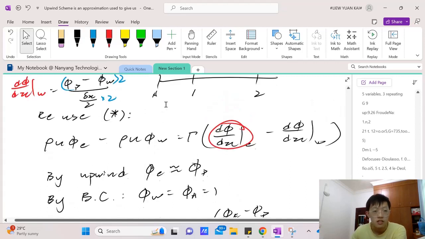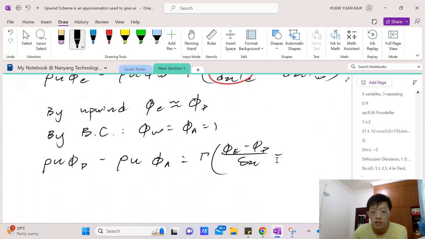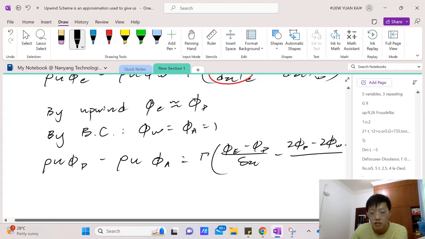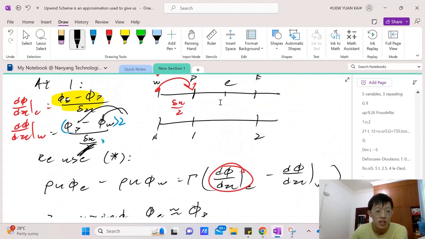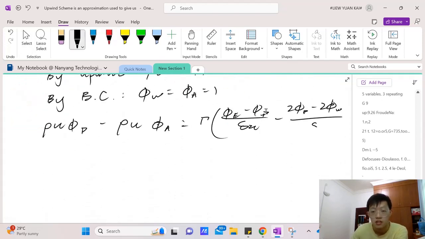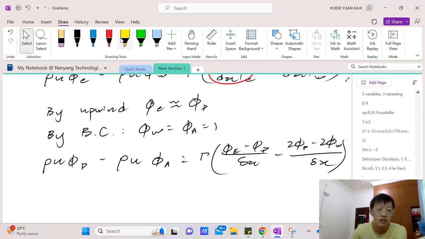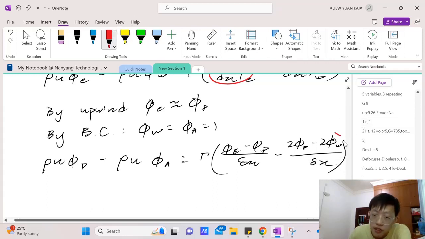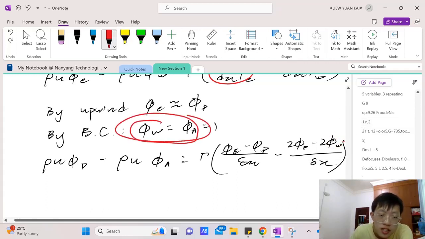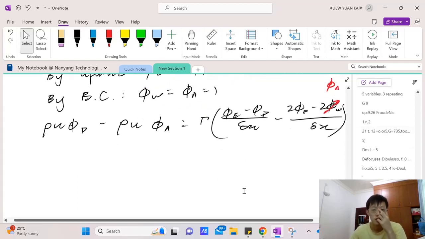Then this, I'm going to straight away expand: 2 times this, 2 times this. So 2 phi P minus 2 phi W divided by the denominator. So 2 and 2 can cancel, leaving me with delta X. And remember what I said? What is this phi small w? Phi small w is given by the boundary condition, so we can straight away substitute this with phi A.